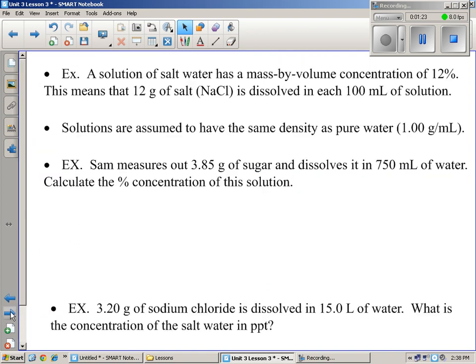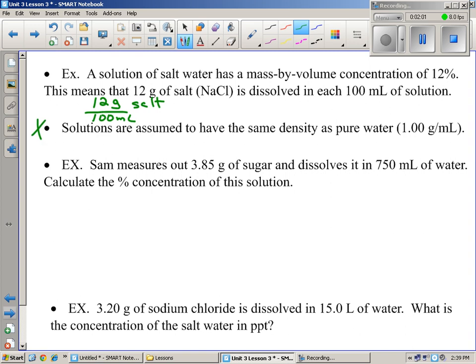All right, so what does it mean if we said, hey, I have a solution of salt water and it has a mass by volume concentration of 12%? Well, that's telling you 12 grams out of 100 milliliters of water. So it's 12 grams in this case of salt in 100 milliliters of water. That's what it means, 12%. Percent means grams out of 100, so 12 grams out of 100 milliliters. If you put 12 grams of salt into 100 milliliters of water, you'd have that concentration, 12%. Okay, that's what it means.